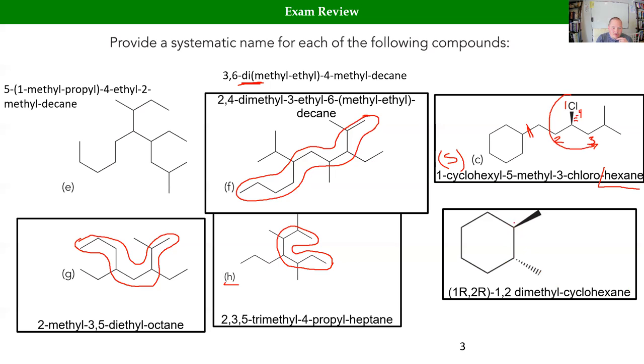So if we're looking at this top carbon here, our lowest priority is going to be the one that's not shown, the hydrogen, right? And then we've got a methyl group, which is probably going to be our next lowest, because our other two options are both attached to this big ring structure. So 4 for the hydrogen, 3 for the methyl.